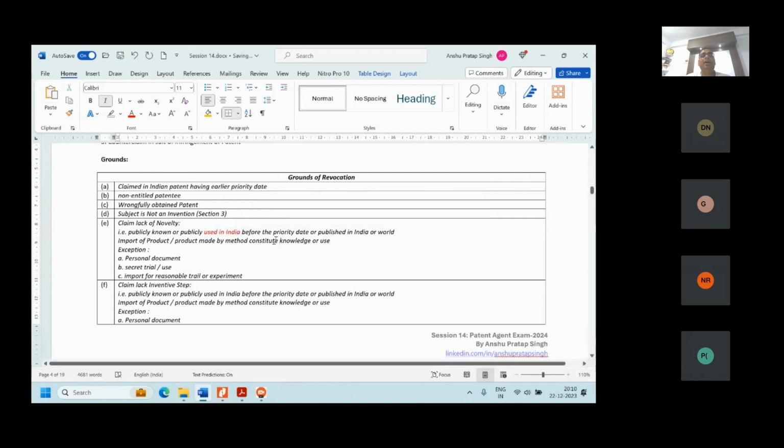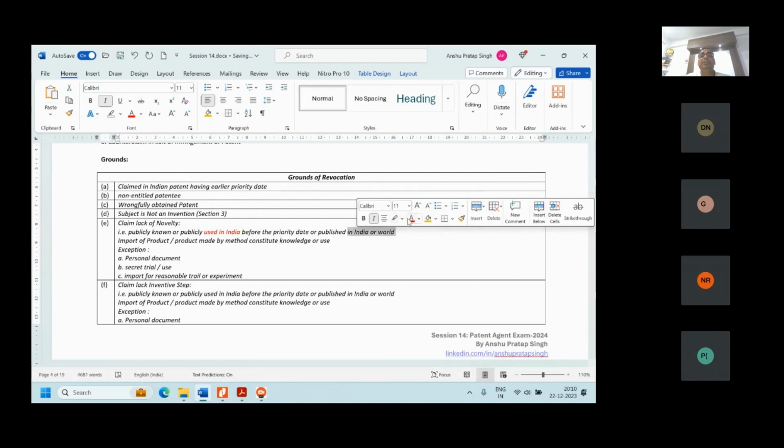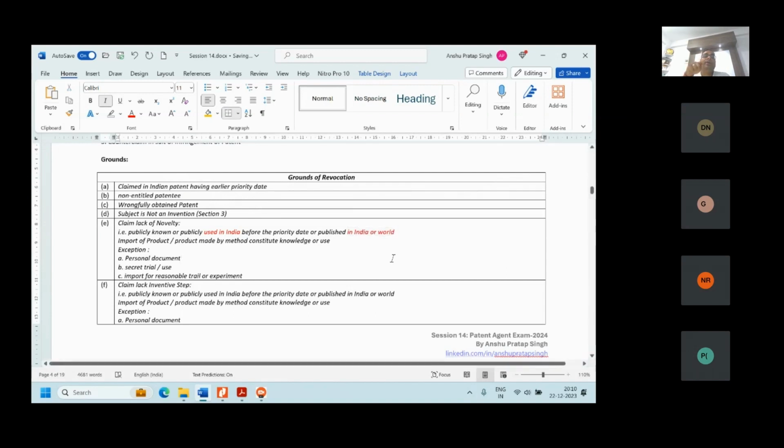For revocation, use in India and before the priority date are published in India or world. The publication is global, but use is restricted in the territory of India. This is the difference. Now comes import of product or product made by the method constitute knowledge or use, whatever. So import will also be considered as lacking novelty because of use, because of import.